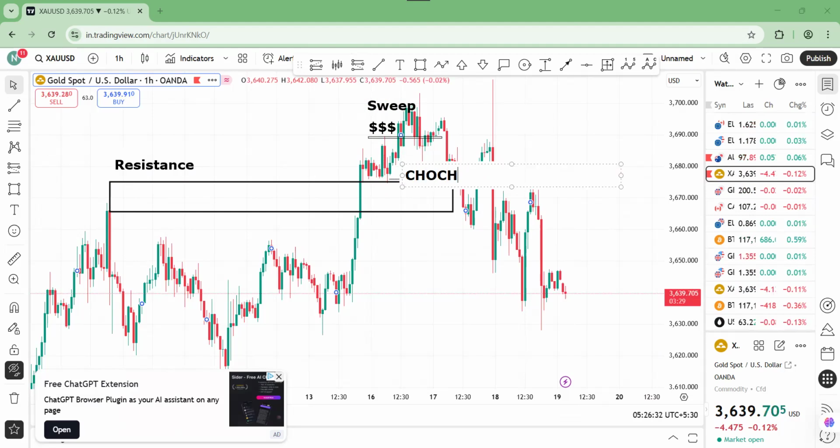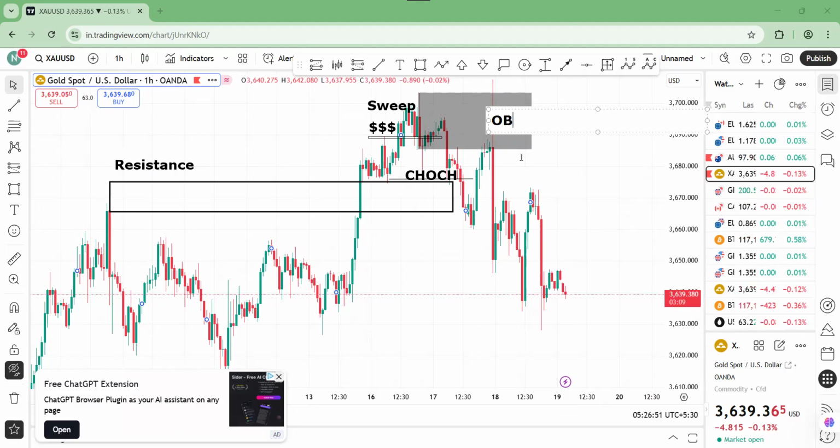Okay, so this is a clear change of character the market has given. Then what will be next? We have to wait for the OB point, right? So this is the OB point. This is the OB point I have marked. I have to wait for the market to retest. Okay, so this indicates the market has retested.